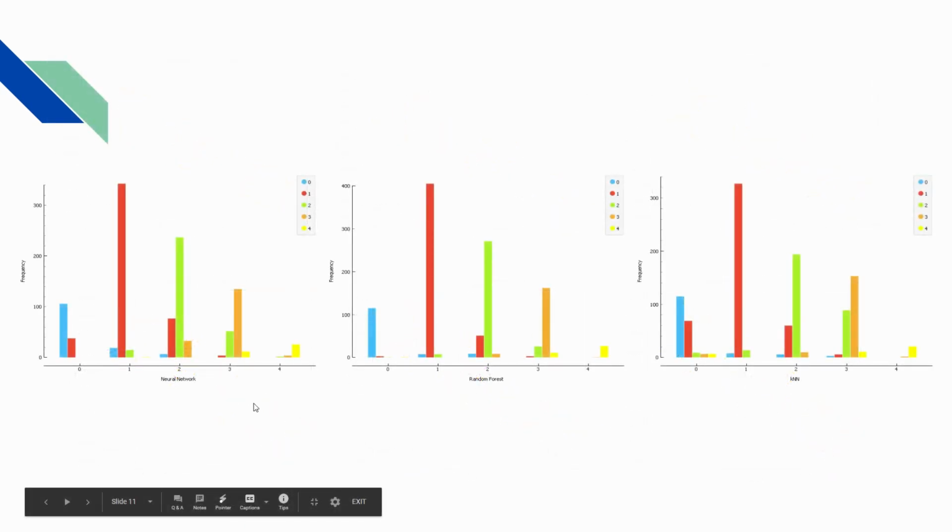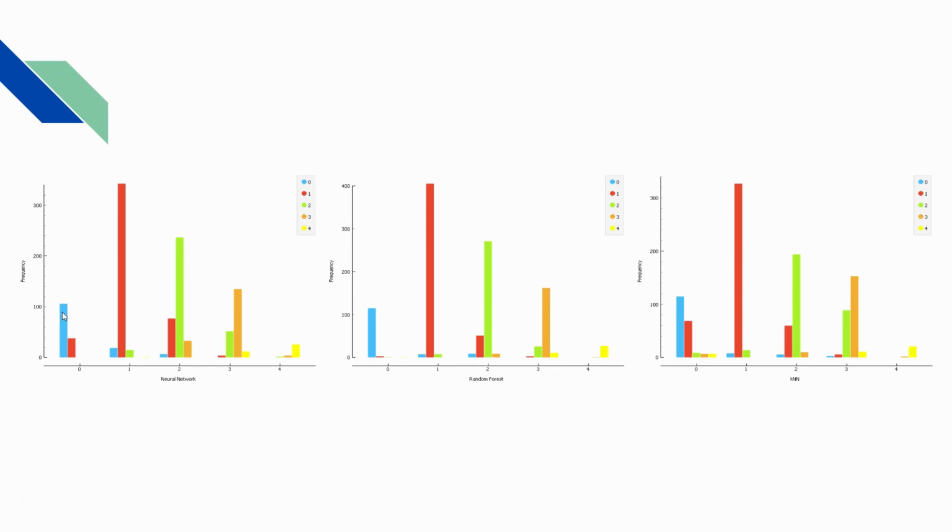Now, the distribution of the floors is interesting because you can see it is still predominantly accurate classification, but we can also see it falling off as it predicts the different floors.